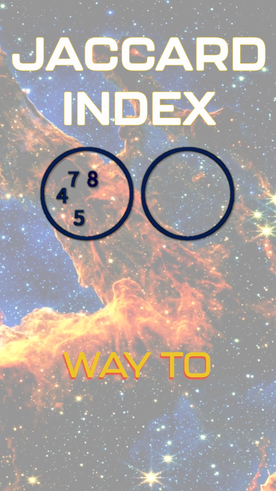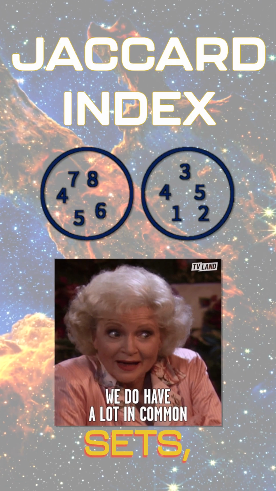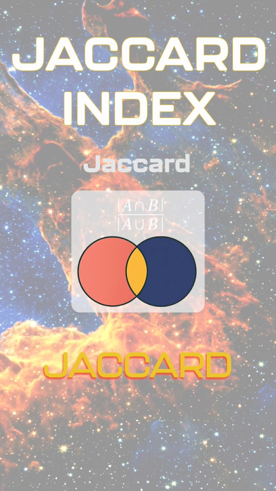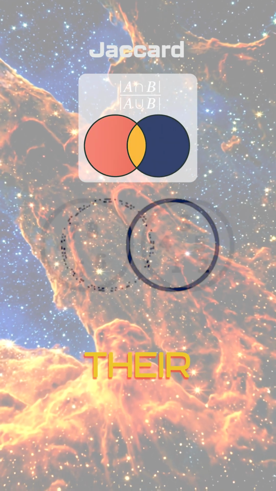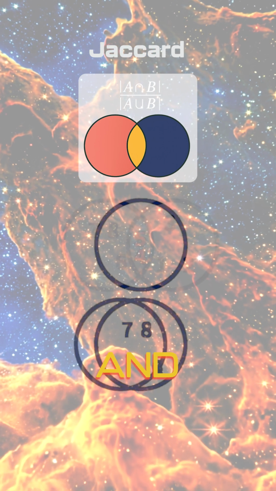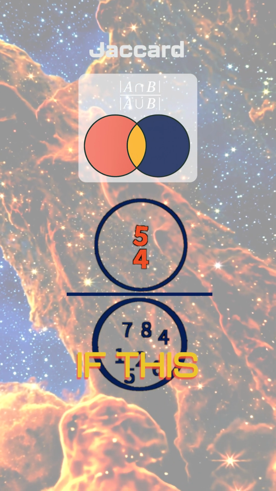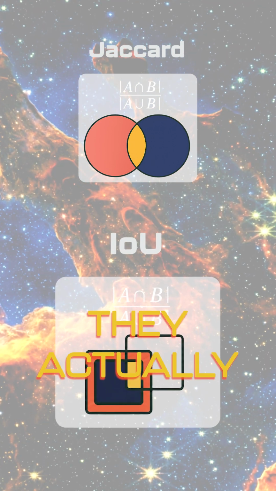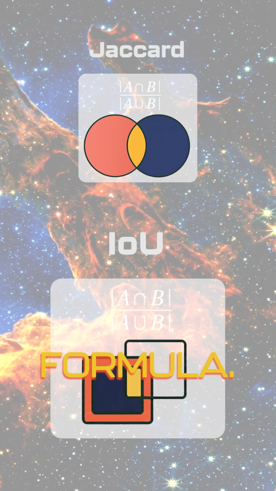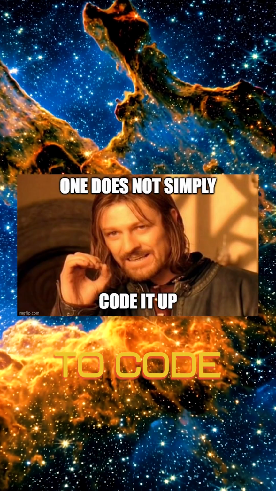This is a great way to measure similarity between sets, and it's known as the Jaccard Index. This metric looks at two sets, measures their overlap and their union, and divides the two. If this reminds you of IOU, then you're right. They actually have the exact same formula.